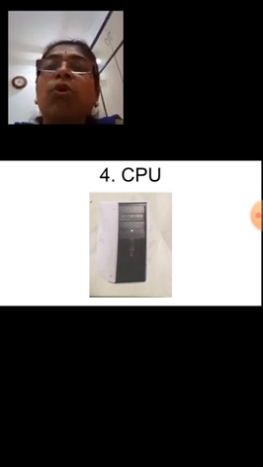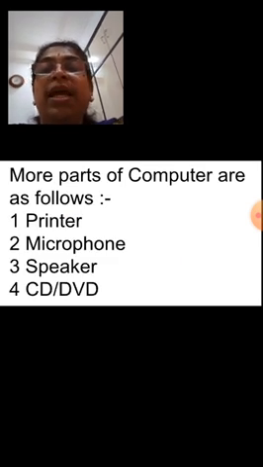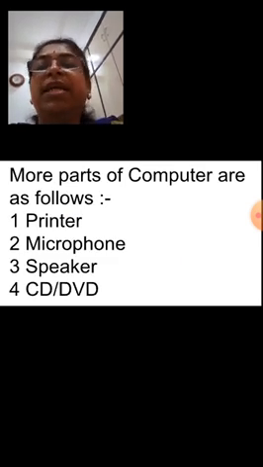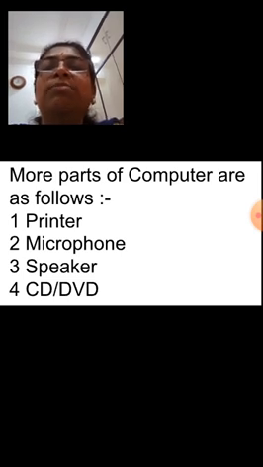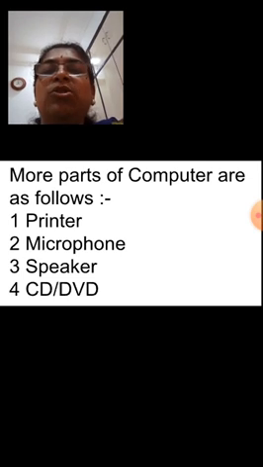Okay, so the main four parts of computers we have learned are monitor, keyboard, mouse and CPU. But whenever a computer does work, it requires some more parts to be attached to it, like a printer, then a microphone, speaker, CDs and DVDs. Now all these small parts we are going to learn in detail. Means we have to revise all these parts.